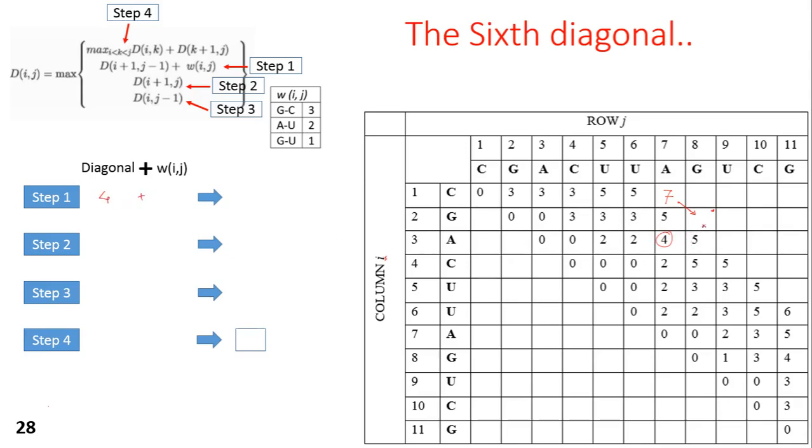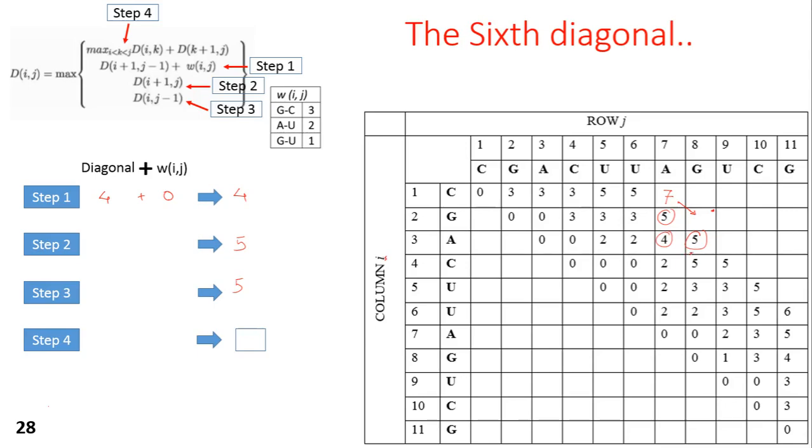Can we add a weight value? This box corresponds to the base pairing of G with G. In our weight table, we don't have any value corresponding to G with G. Therefore the weight value would be 0. 4 plus 0 would be 4. Now we need to consider what is its column contribution, 5. What is its row contribution? Again 5. Now let us see if the fourth step exceeds the maximum value of 5.